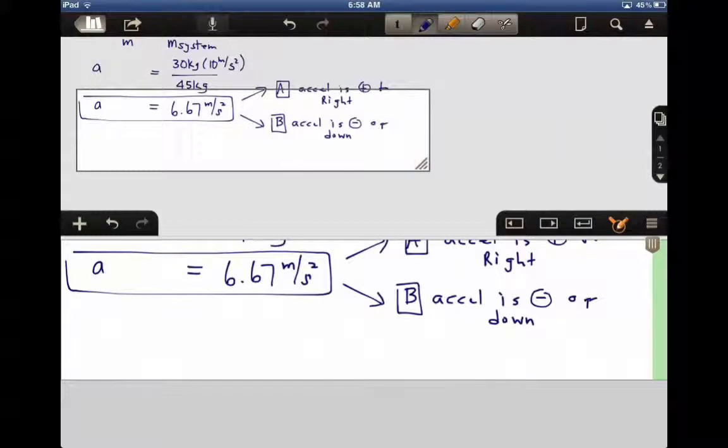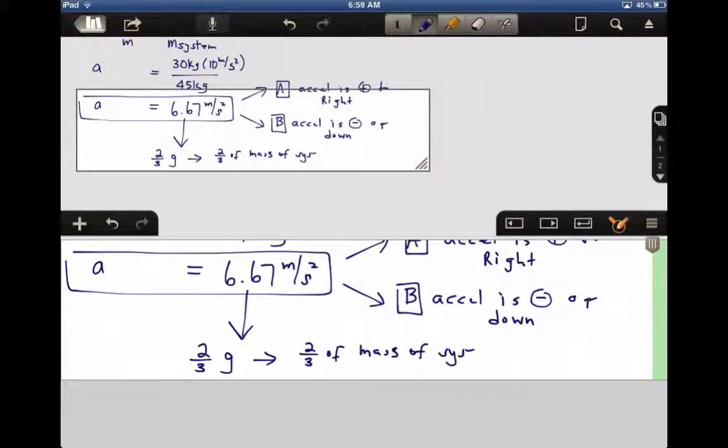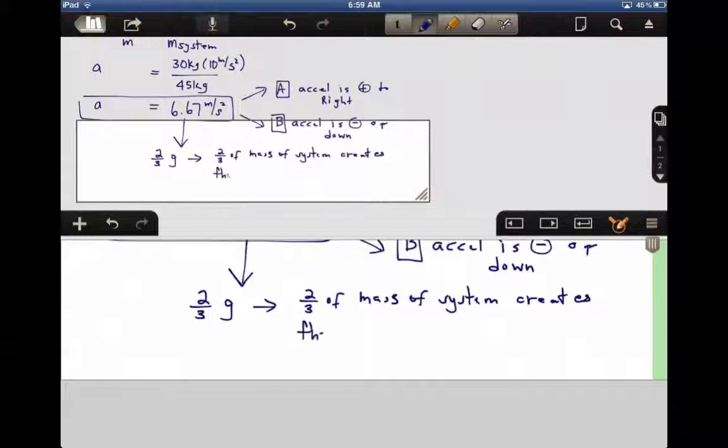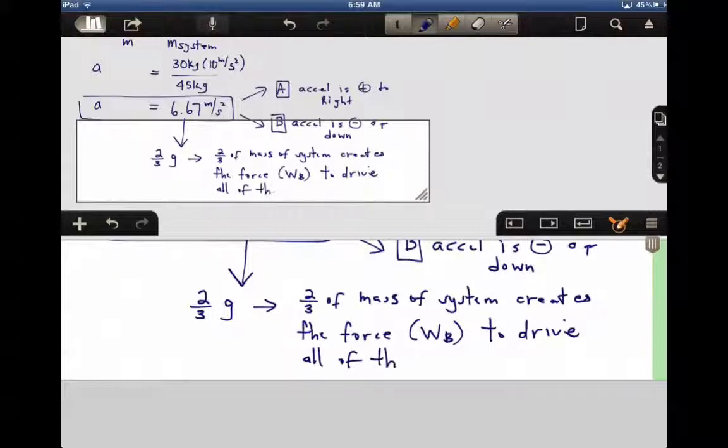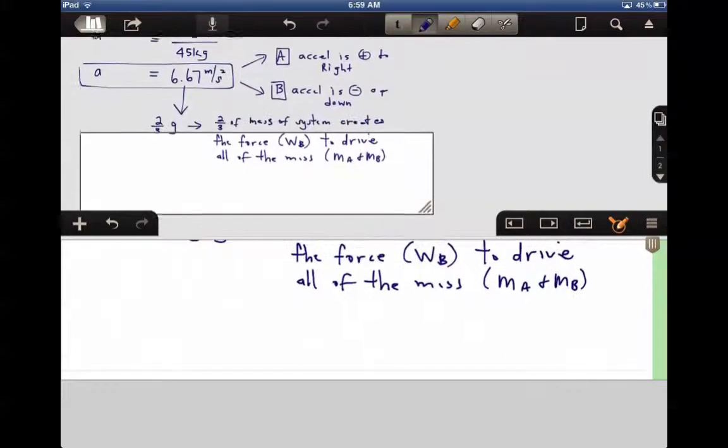This value works out to be 2/3 of g. And that 2/3 fraction is important to note, because really what we have is 2/3 of the mass of the system creates the force W of B to drive all of the mass that's MA plus MB of the system.